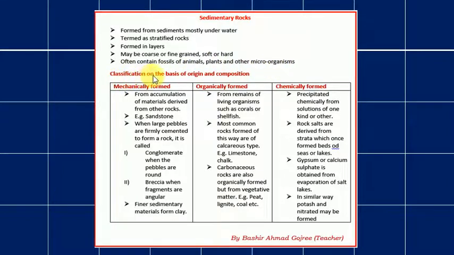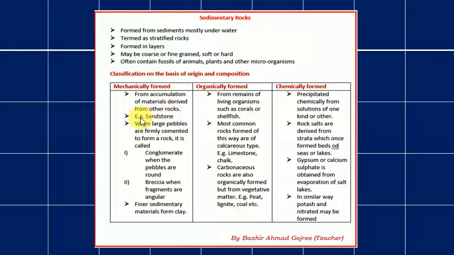Classification of sedimentary rocks on the basis of origin and composition. On these bases, sedimentary rocks are classified as mechanically formed, organically formed, and chemically formed. Mechanically formed rocks are formed from accumulation of materials derived from other rocks.